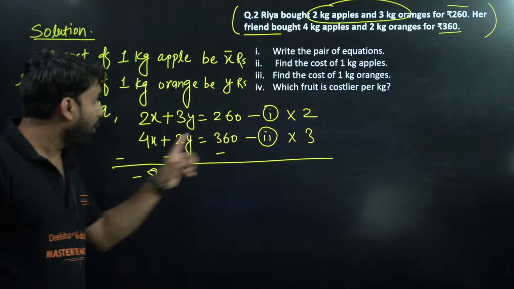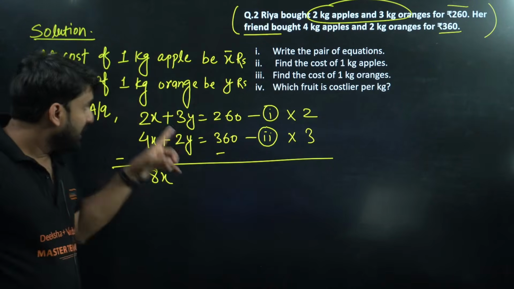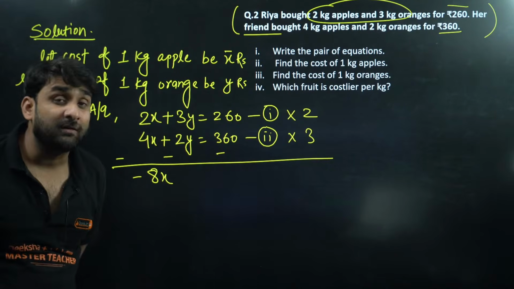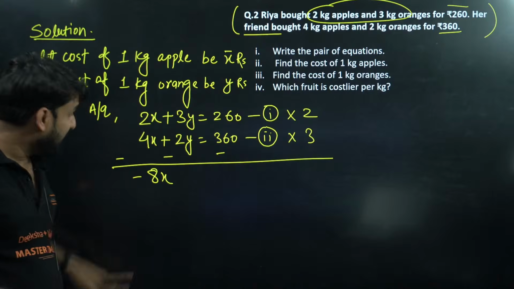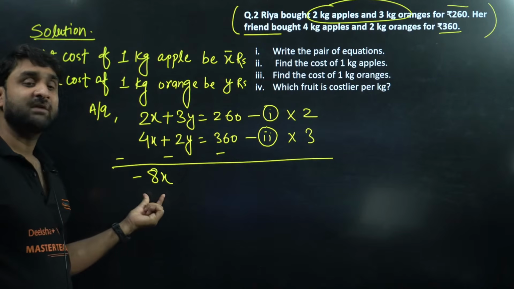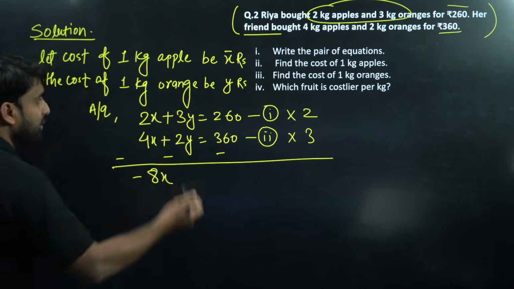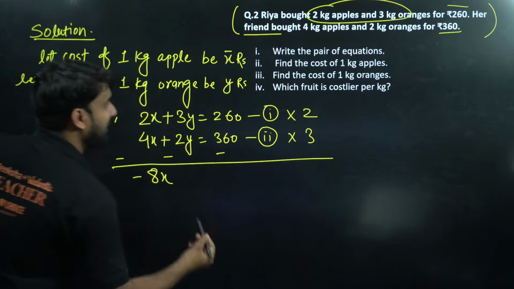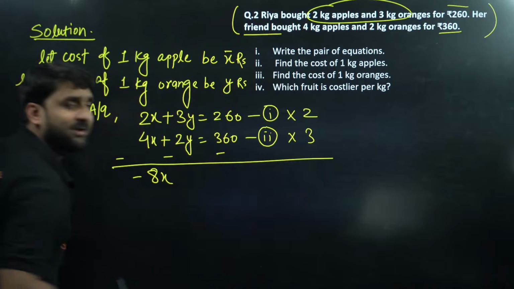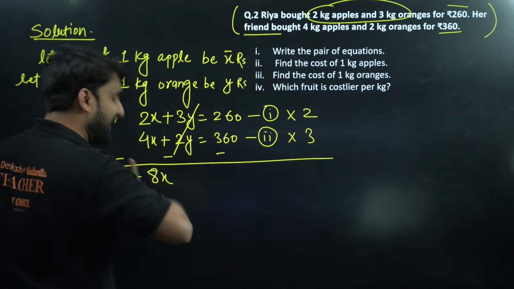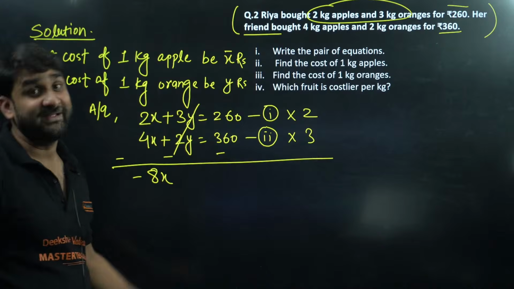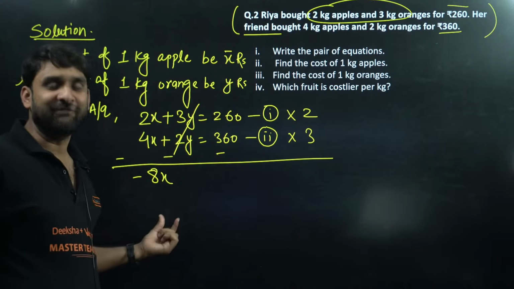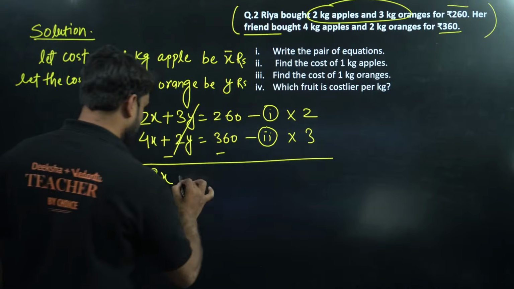Because 4 into 3 is 12 and 2 into 2 is 4. So between 4 and 12, which is greater? 12 is greater, and 12 is having the negative sign. So the negative sign will carry forward, right? Now, moving to next. 3 into 2 will be 6y, and 2 into 3 will be 6y. So this family will be eliminated. Entirely eliminated. So we have only one variable left, which is x.